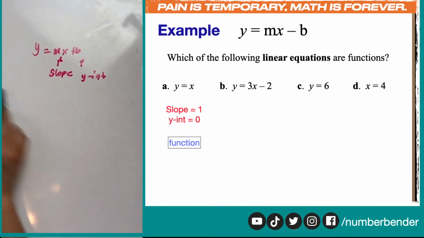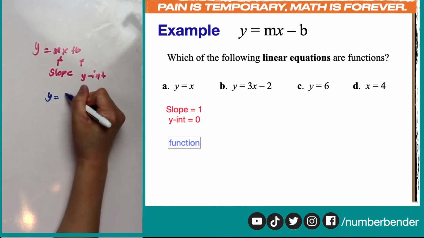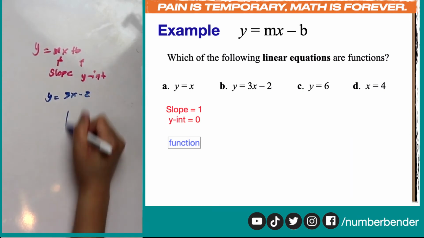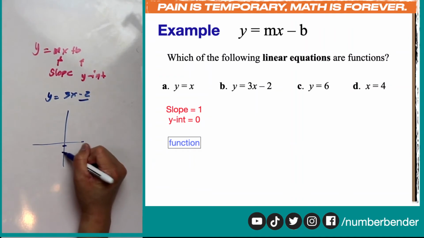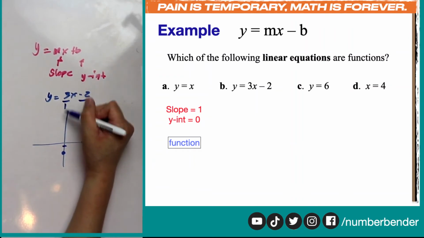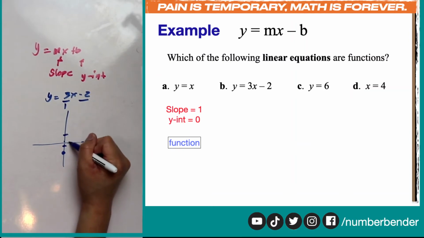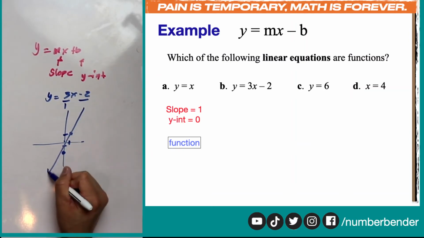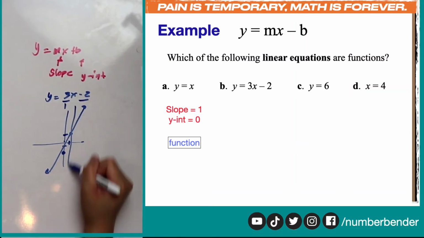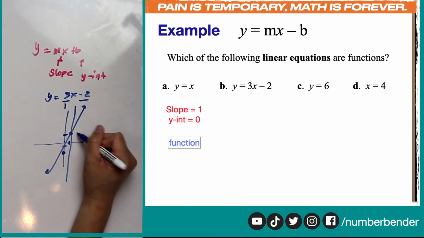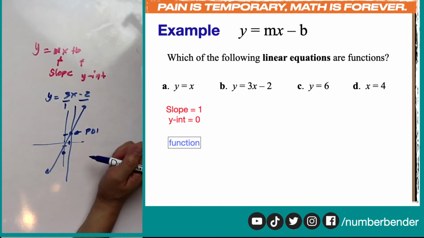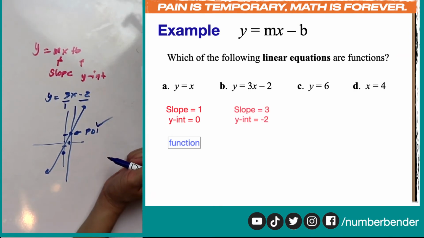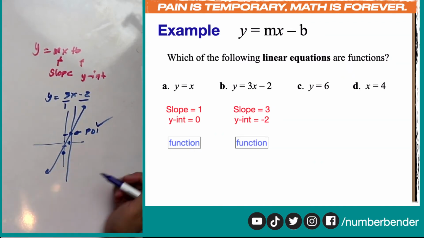So moving on to the second one, we have y is equal to 3x minus 2. Graphing it, the y-intercept is at negative 2, 1, 2. Our slope is 3 over 1, so that means 1, 2, 3 over 1. And this is still a line. And if we graph a vertical line right here, there's only one point of intersection. That means this is a function with a slope of 3 and the y-intercept of negative 2. We know that this is a function.